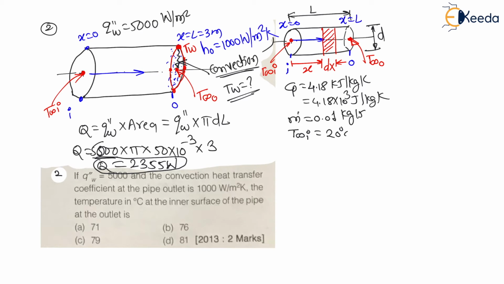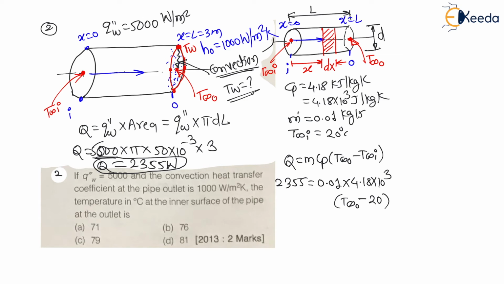So my dear students, from thermodynamics, this same heat is nothing but m Cp into T infinity O minus T infinity I. So let us put here values. Therefore, 2355 is equal to mass flow rate 0.01, Cp 4.18 into 10 to the power 3, into T infinity O minus T infinity I, which is 20 degrees Celsius, right? So let us solve this for T infinity O. If I solve for this T infinity O, then I think your answer will be 76.33 degrees Celsius, right?